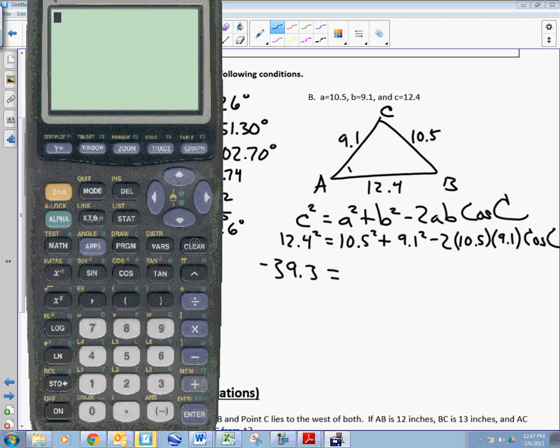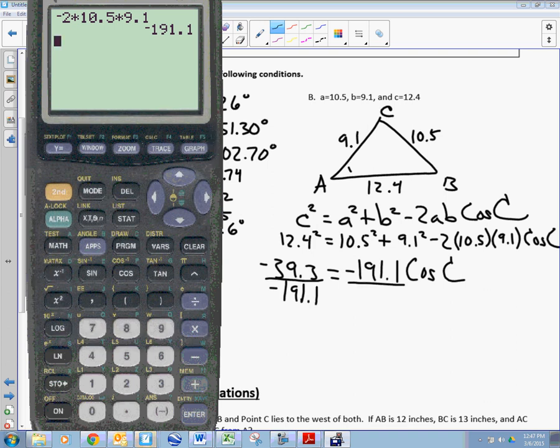On the right-hand side, I have those other terms multiplied together. Negative 2 times 10.5 times 9.1, and I get a negative 191.1. I don't know what it is about the law of cosines, but a lot of times people add that or subtract that. We want to divide that, right? Okay. We're going to divide both sides by negative 191.1.